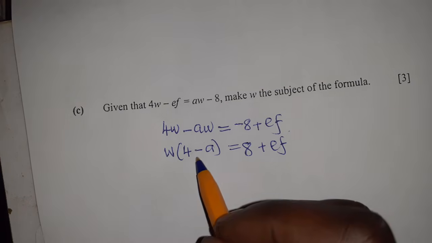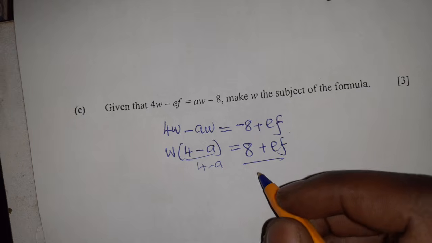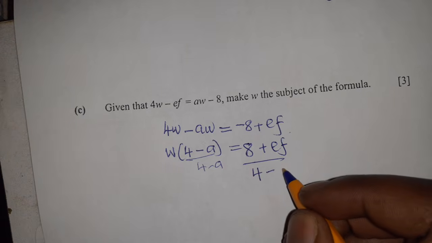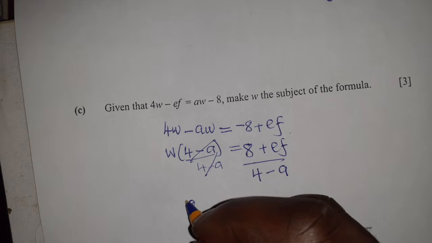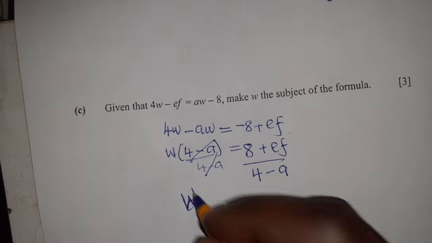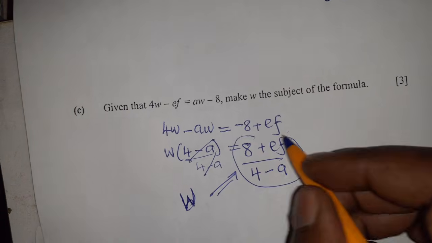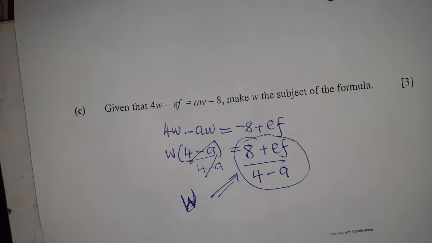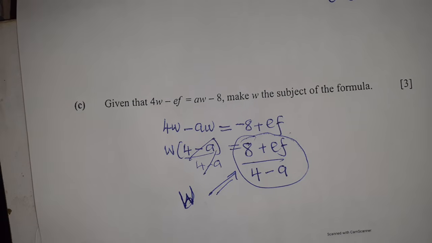Now because we want to make W the subject of the formula, you have to divide both sides by 4 minus A. So this and that will cancel. So W is equal to this. That's what we're getting as the answer. Are we together?